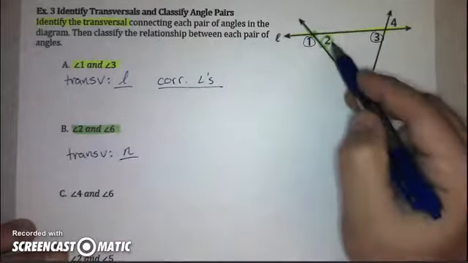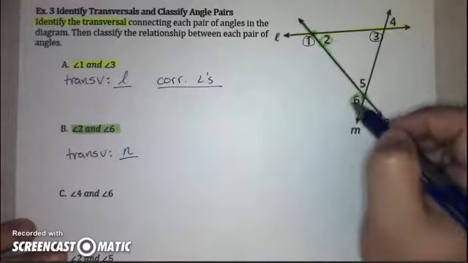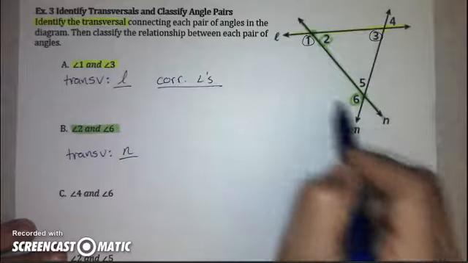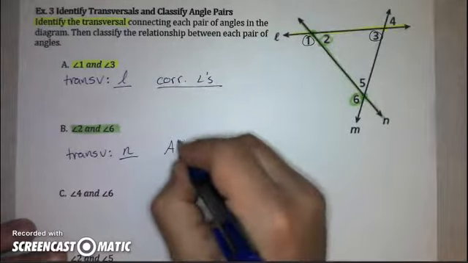Now, angle 2 and angle 6 are on opposite sides of the transversal, so they are alternate angles, and they're both between the other two lines. They're on the inside portions of these other two lines, so they're alternate interior angles.